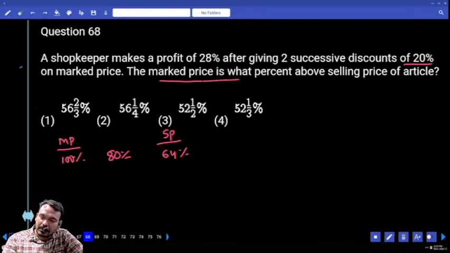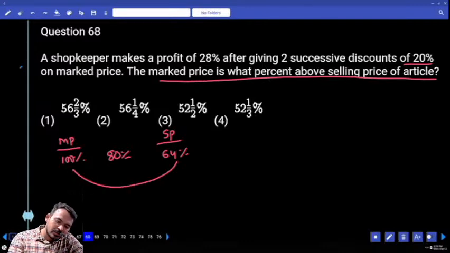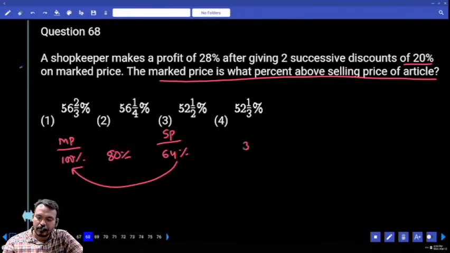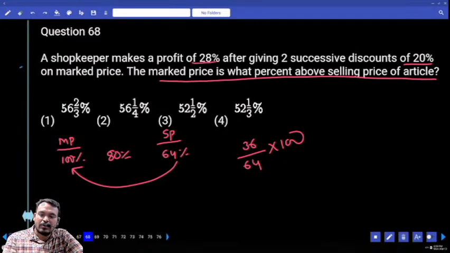The market price is what percent above the selling price of the article? Market price is 100, selling price is 64. How much more? 36 more. 36 upon which one? 64 multiplied by 100. We require only the percentage difference. If you require value difference, then 64% value equals 128, then 100% value is 200.